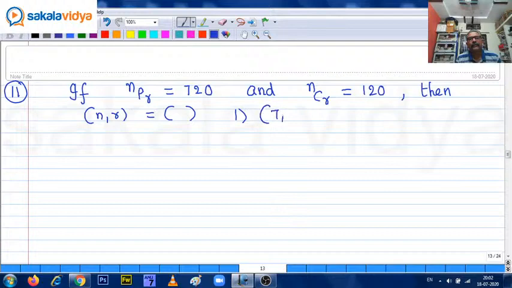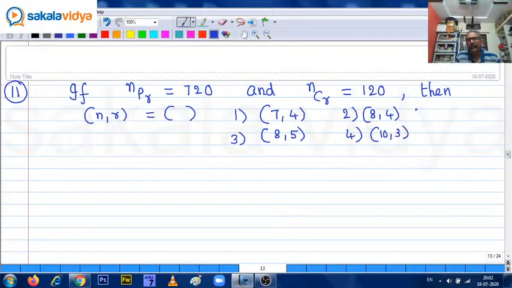First option 7 comma 4, second option 8 comma 4, third option 8 comma 5, fourth option 10 comma 3. So here we need to establish a relation between nPr and nCr. nPr equals 720, nCr equals 120. So now the solution follows.